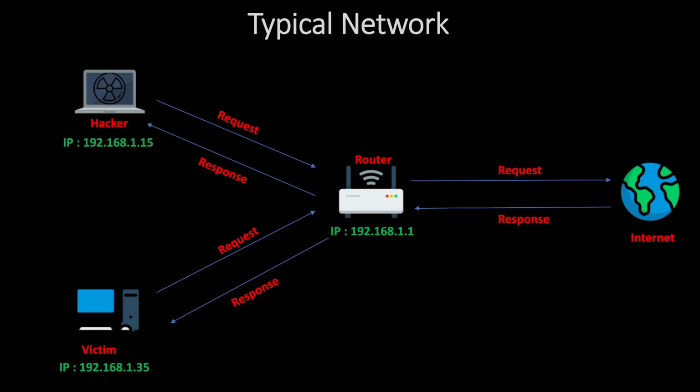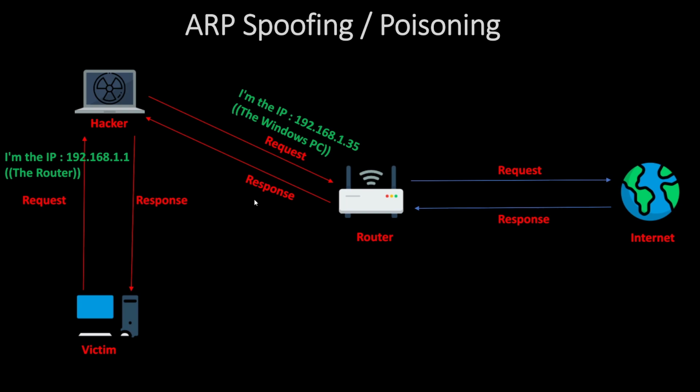But here is ARP spoofing or ARP poisoning. In this diagram, as you can see, I have a laptop, a victim, and a router on a normal network. As a hacker, if I want to do ARP poisoning, I pretend to be the router when I talk to the target, and I pretend to be the target when I talk to the router. So all the requests and responses come through me.